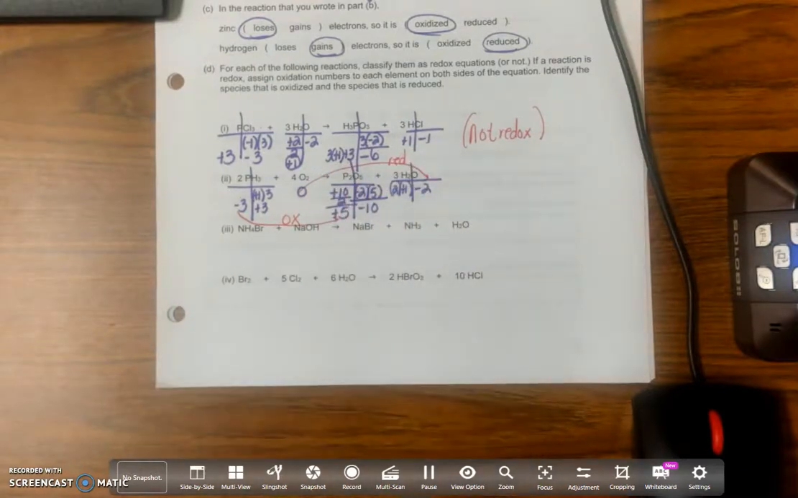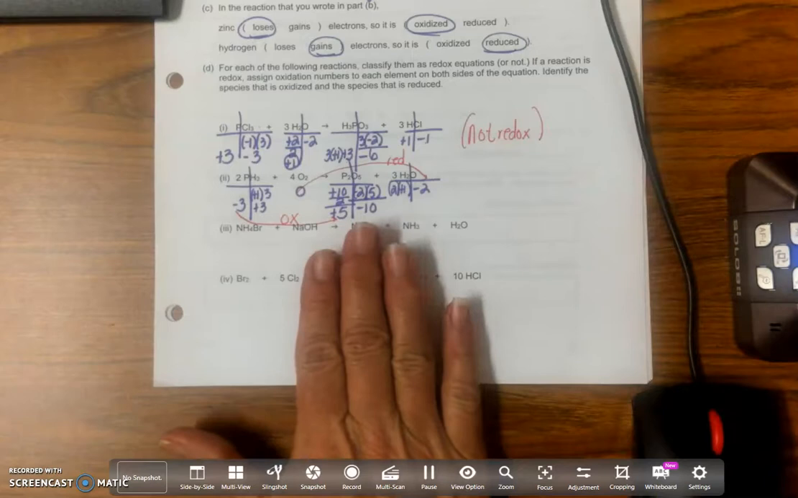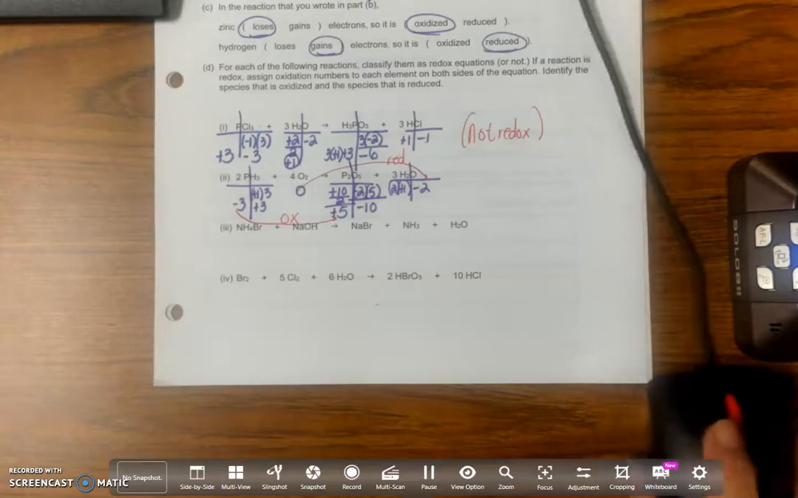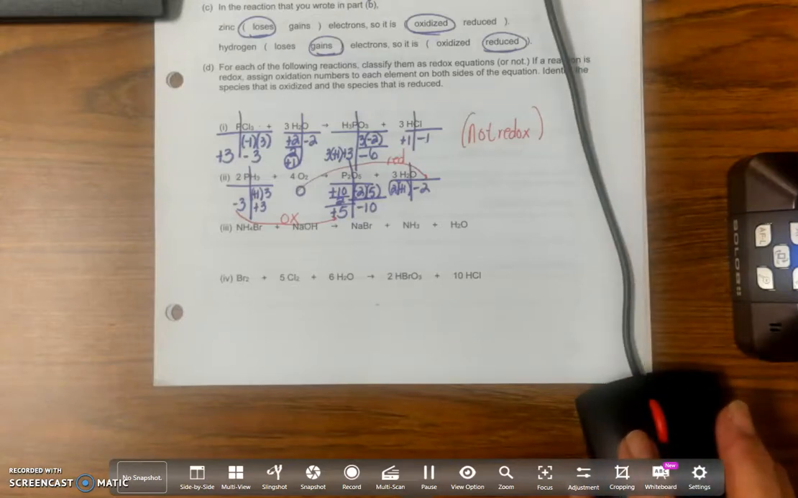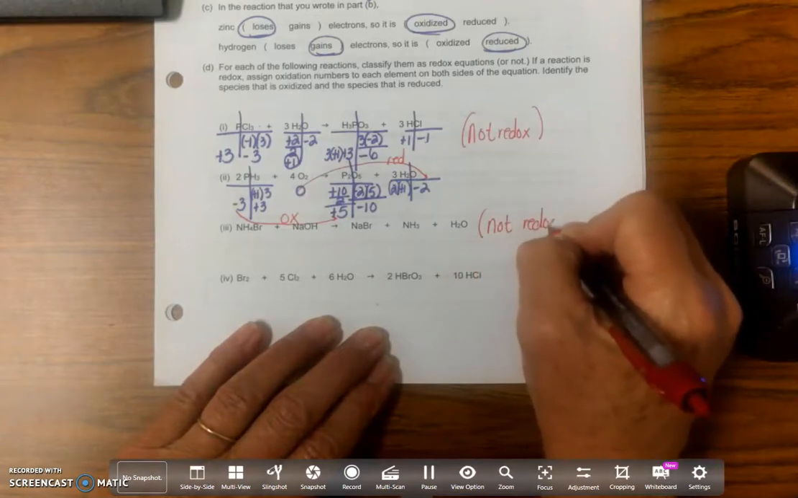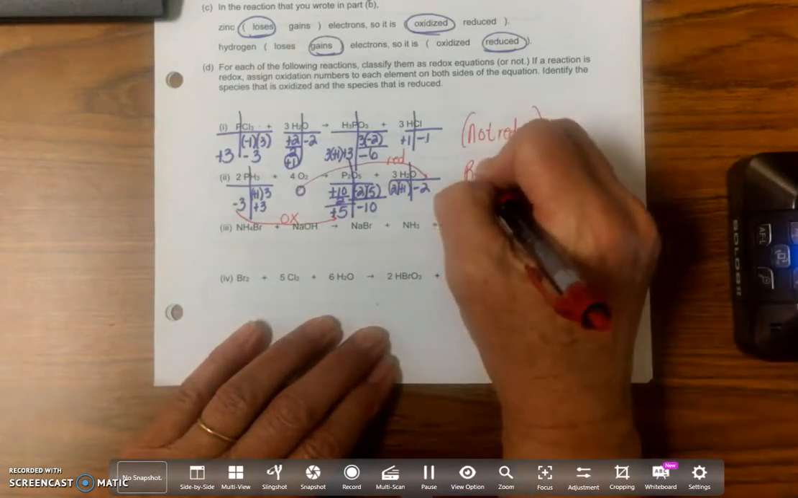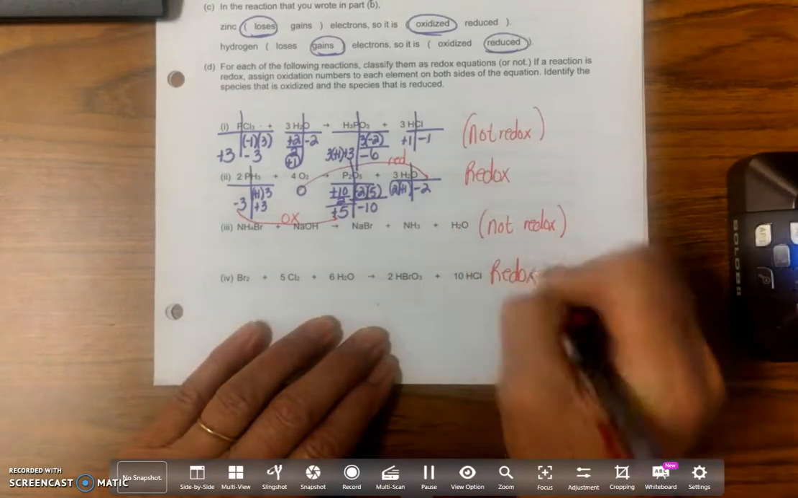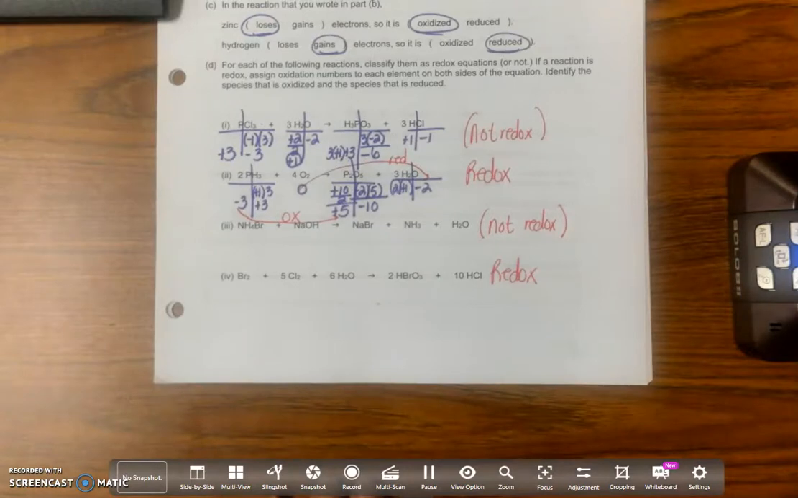You can work on the next 2 and see if you are able to determine whether or not these are redox. This is not a redox. So this is redox. And this is redox. See if you can figure out how I figured out that those two are like that. Okay.